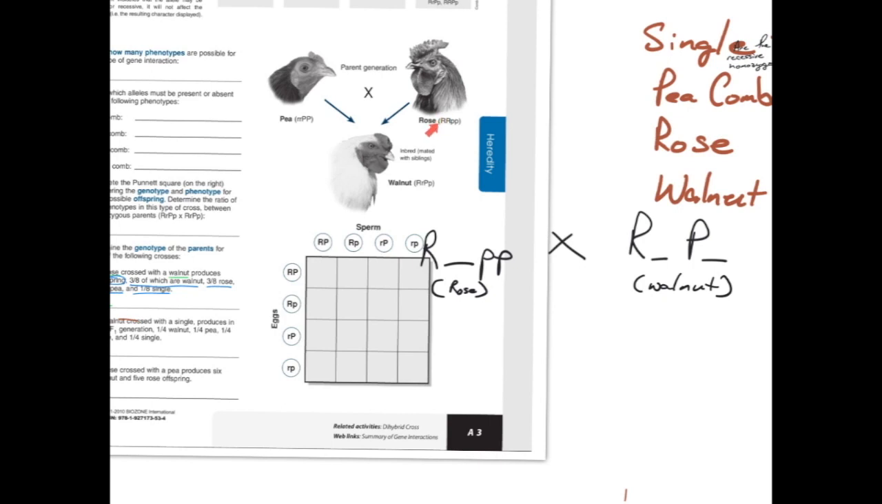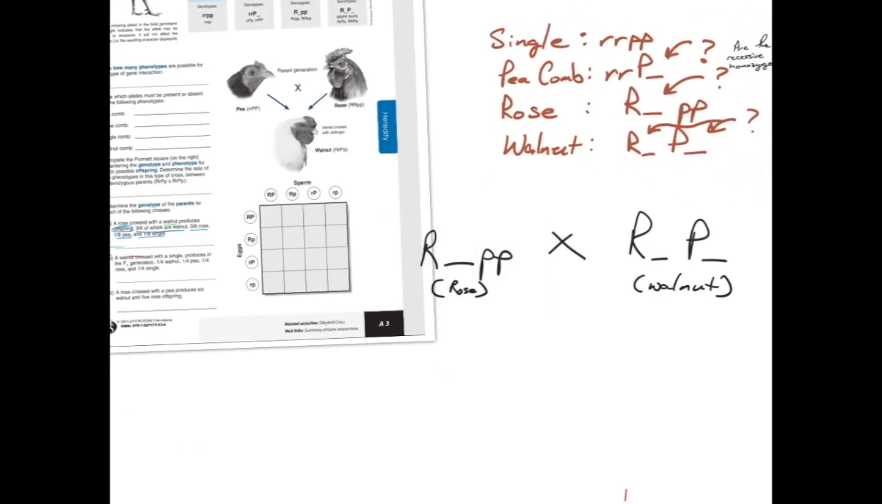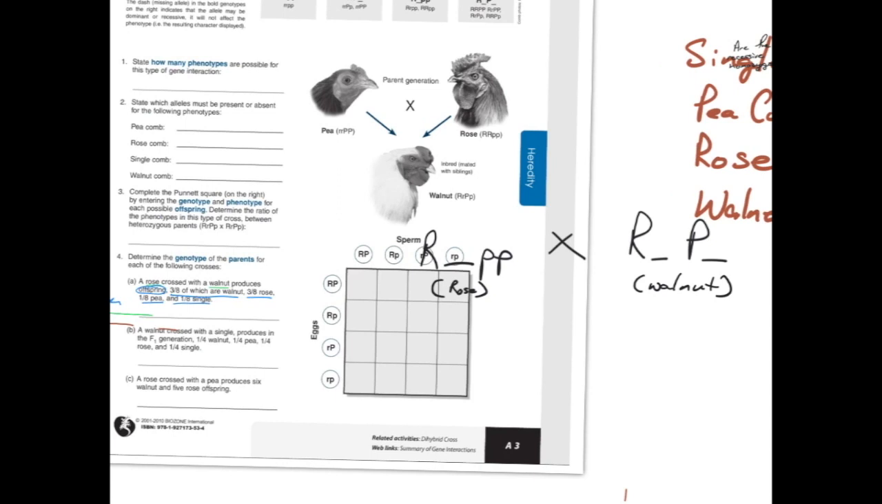So in this example, rose could be big R, right? In this example, it is. And the P, I can't remember, it has to be little p, but then P could also be homozygous dominant, which is what it is here. But the P comb could also be large P, little p, right? So this is just an example of what they mean by a cross. So this is not the answer to this question.